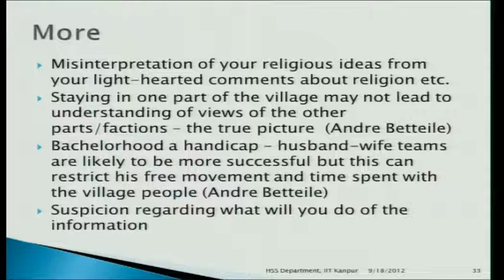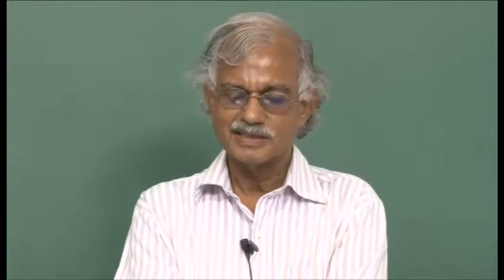Sometimes you must be careful that your religious ideas, your light-hearted comments may be misinterpreted by your informant. So, be careful. Andre Beteille said that you have to be careful that staying in one part of the village may not lead to understanding of the views of the other parts, other factions. On the basis of his study of South Indian villages, class structure, agrarian relations and so on, I remember that he stayed with Brahmins, and if you ask a Brahmin what is the population of your village, he will give you the number of Brahmins only, while the village consisted of Brahmins as well as non-Brahmins. But it appears as if for Brahmins, the non-Brahmins or the scheduled caste or the untouchables did not exist in their village.